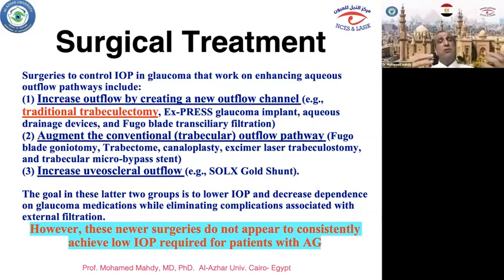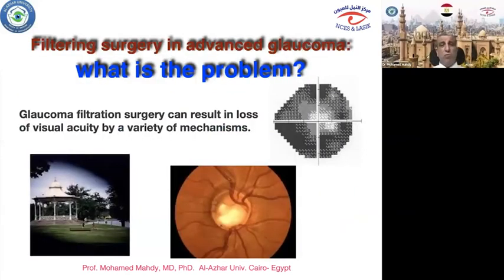And traditional trabeculectomy is one of the most important options if we have a chance to do it once and to repeat it in another place. Otherwise, we have to resort to shunts. Filtering surgery in advanced glaucoma is not such a safe surgery to do, simply because filtering surgery can result in a drastic complication with loss of the visual field and visual acuity by a variety of mechanisms.